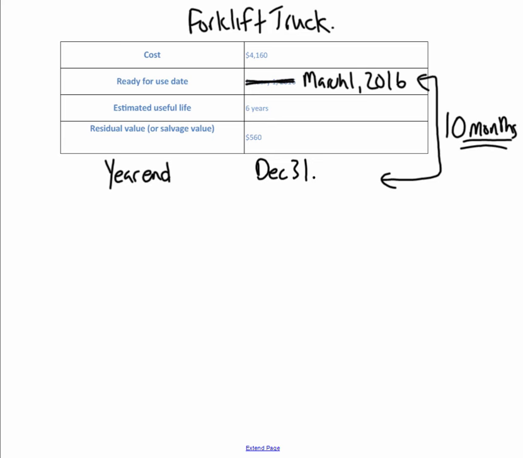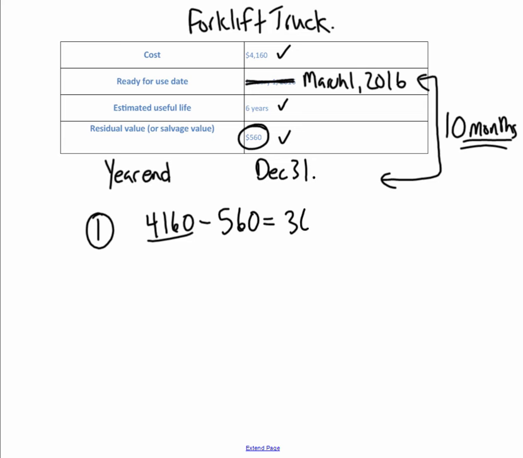Our use is what we recognize every single year. We still have the same estimated useful life, the same salvage value, and the same original cost, but now we have a different purchase date. What do we have to do? We have to go through the steps. Step number one, we already know it's $4,160, subtracting, of course, the salvage value of $560. It equals $3,600. Purchasing at a different date doesn't change anything with step number one.